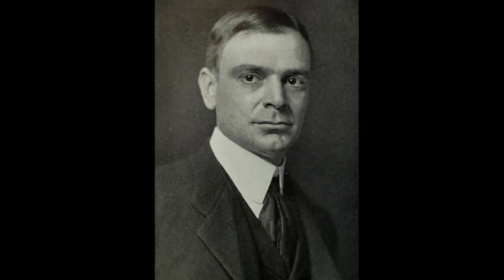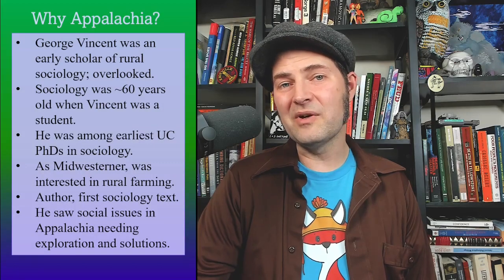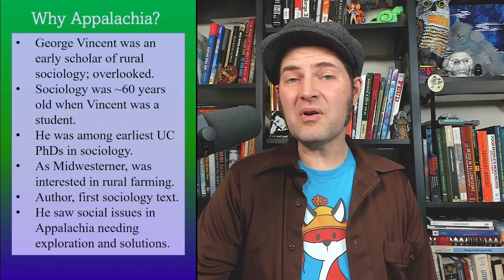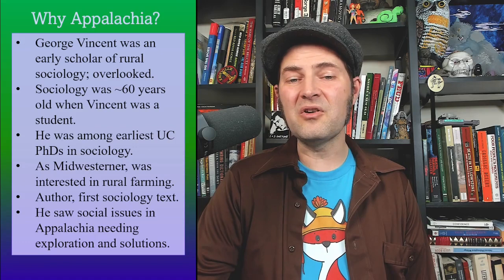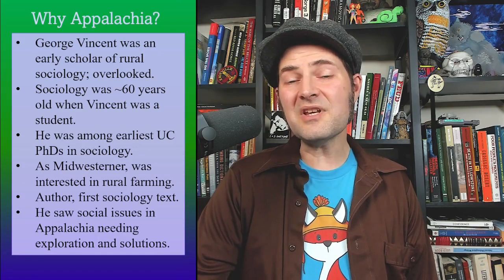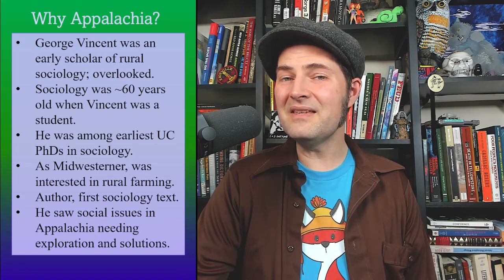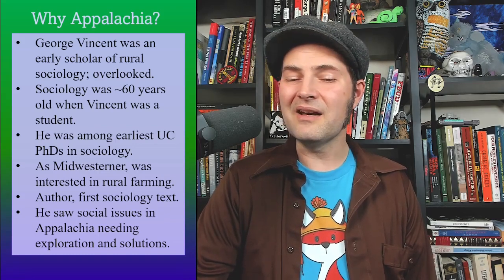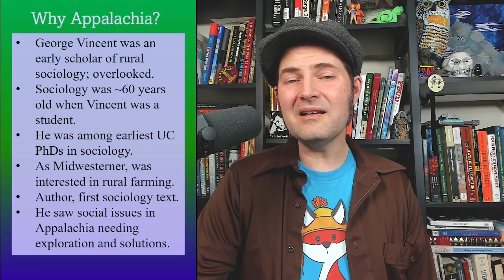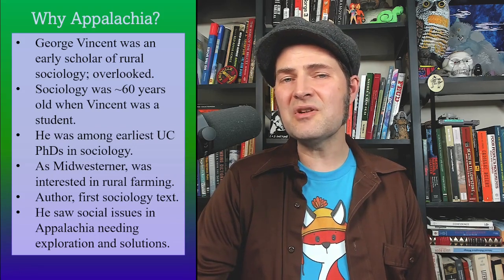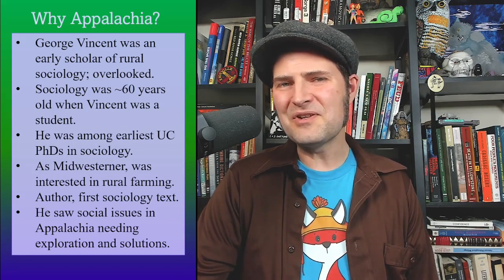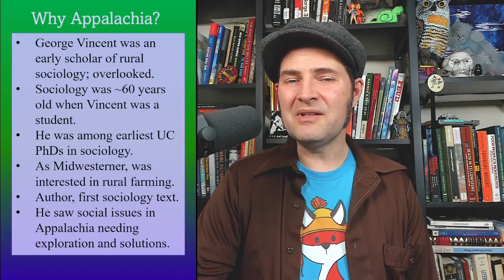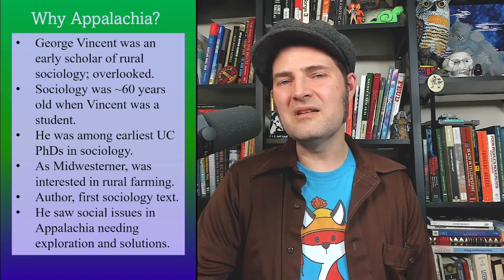George Vincent was one of those important voices in rural sociology that we've kind of overlooked over the years. He was someone that came into sociology when it was a very new field. It's really only 60, 70 years old, depending on how you want to measure those points. But he was an important part of the University of Chicago. He represents one of their early PhDs in sociology. And he was actually an author on one of the first textbooks, if not the first textbook in sociology, again, depending on how you want to define it. He was an important scholar, but he was someone who saw social issues in a place he called the Cumberlands, which is a region that we'll need to define. But he saw issues in Appalachia, and he knew that these were important issues that needed to be studied.